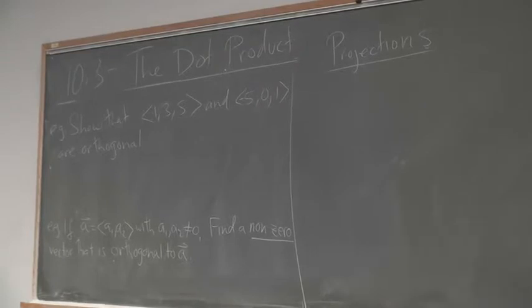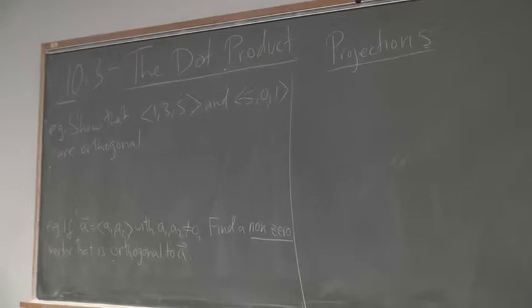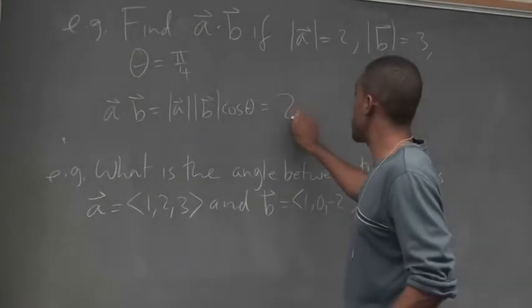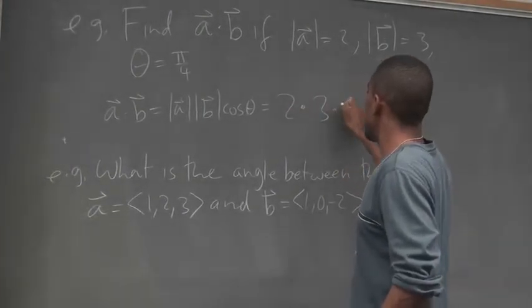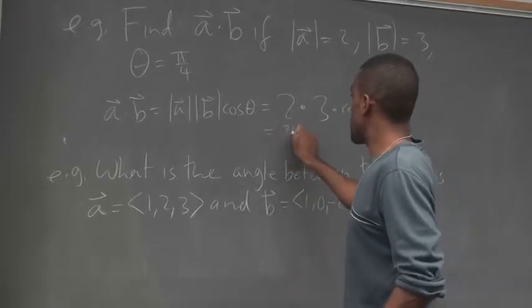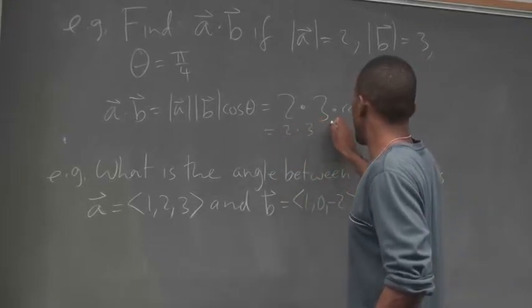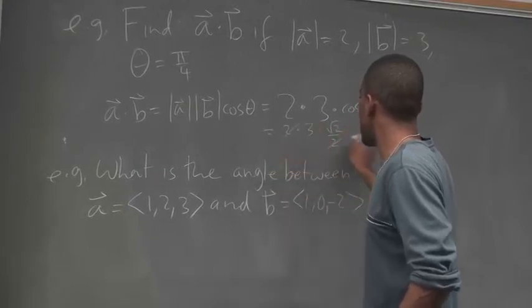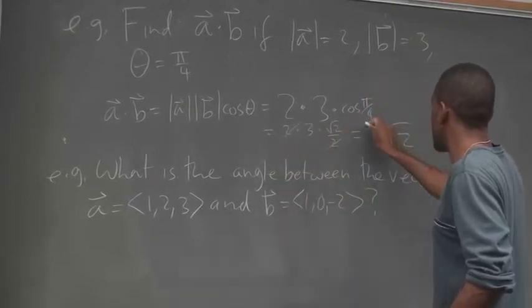Okay, so in this example, what's A dot B? First one? 6 over 3 first. 2. Well, we know that A dot B is equal to magnitude of A times magnitude of B times cosine theta. So that's just going to be magnitude of A, which we know is 2, magnitude of B, which we know is 3, and this is cosine of pi over 4, which is radical 2 over 2. So that's 2 times 3 times radical 2 over 2. The 2's cancel, and you have 3 radical 2.